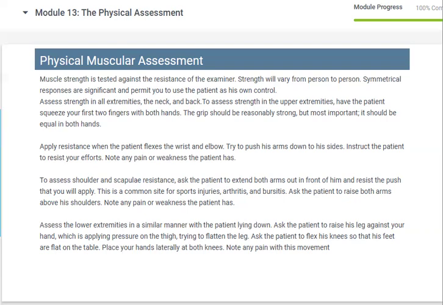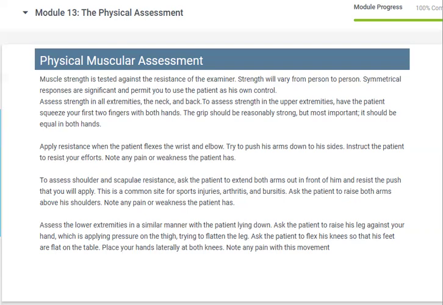To assess shoulder and scapulae resistance, ask the patient to extend both arms out in front of him and resist the push that you will apply. This is a common site for sports injuries, arthritis, and bursitis. Ask the patient to raise both arms above his shoulders. Note any pain or weakness the patient has.